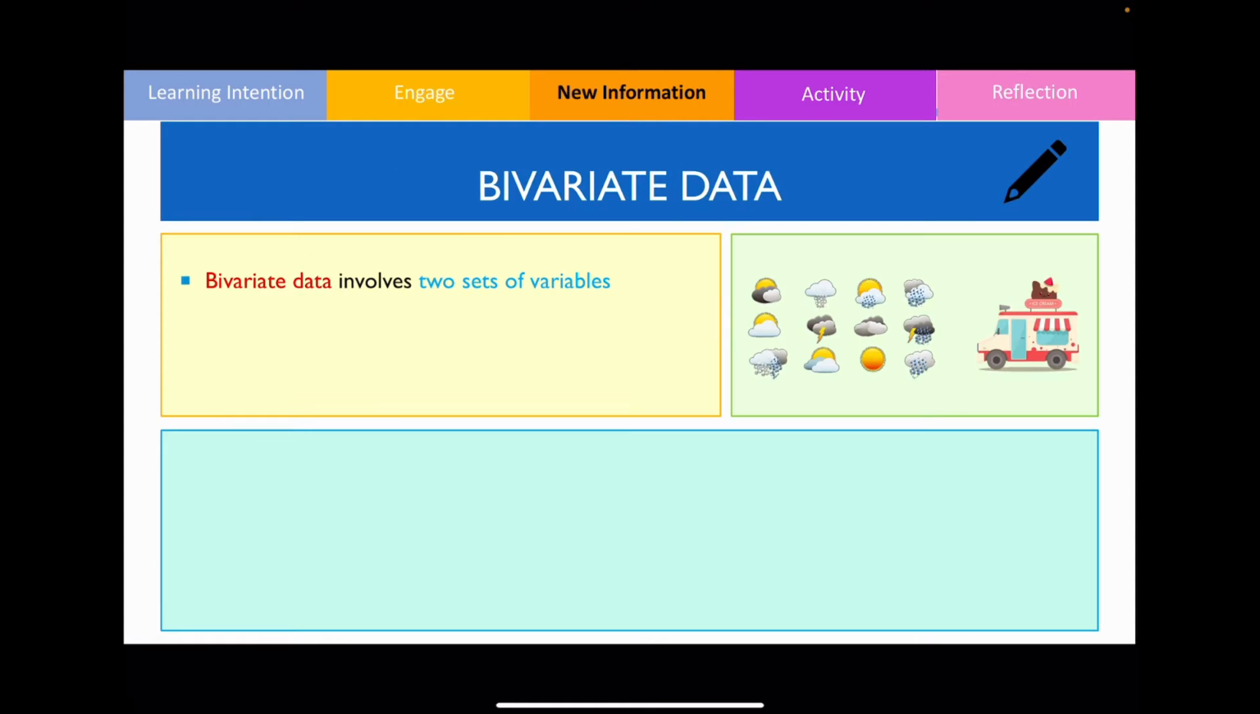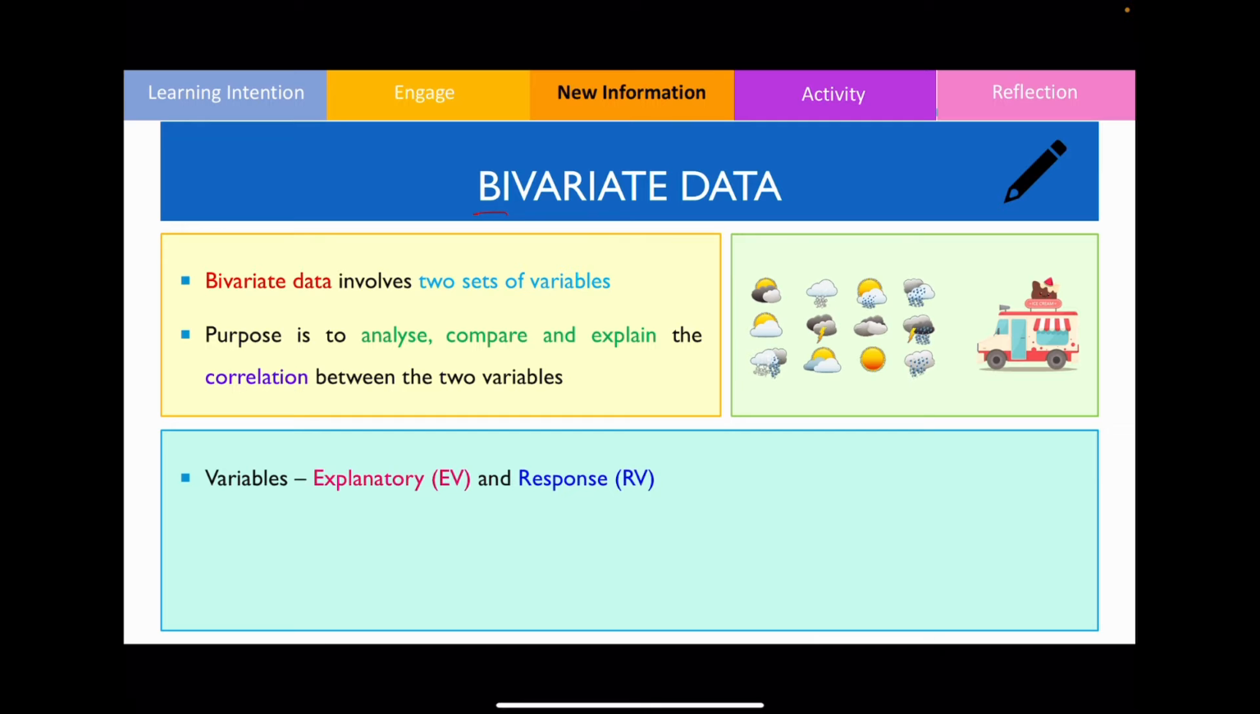However, from this point onwards, we're going to be looking at bivariate data, and the prefix bi means two. So in this case, bivariate data involves two sets of variables that we're going to be collecting and analyzing. The purpose of bivariate data is for us to analyze, compare, and explain the correlation or the relationship between the two variables. And we can categorize the variables into two main types. The first type is the explanatory variable, or EV for short, and the other variable is referred to as the response variable, or RV for short.